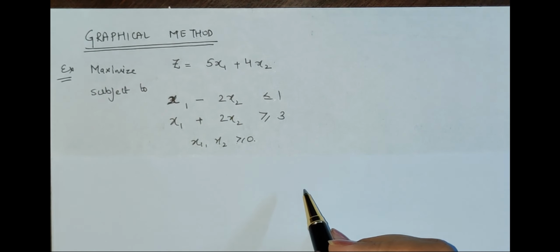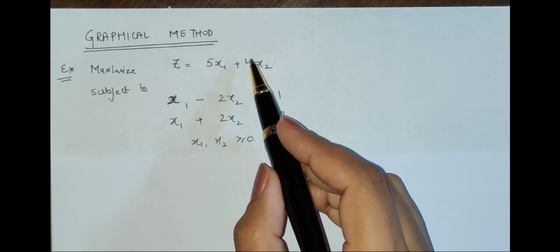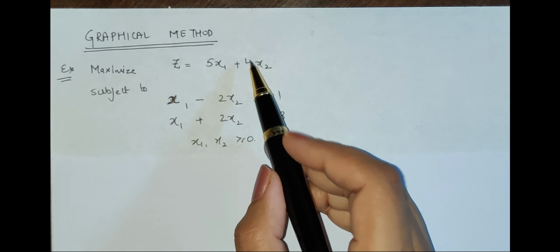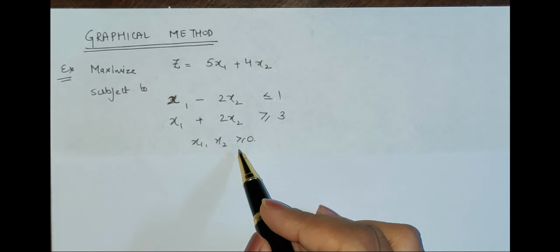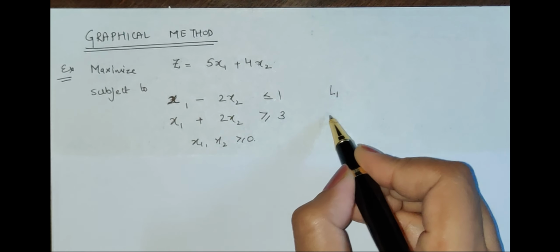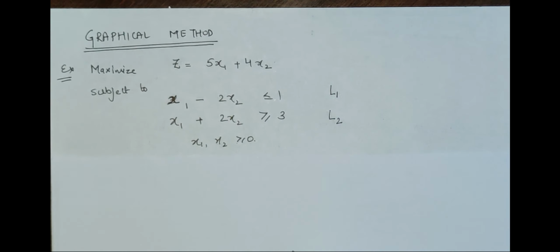Let us now consider the following question, and again we are going to apply the graphical method over this question to find the optimal solution. It is again maximization, subject to two constraints: x1 minus 2x2 less than or equal to 1, x1 plus 2x2 greater than or equal to 3, and non-negativity restrictions that x1, x2 greater than or equal to 0. In a similar manner we will call them line L1 and line L2. So let us plot the points.